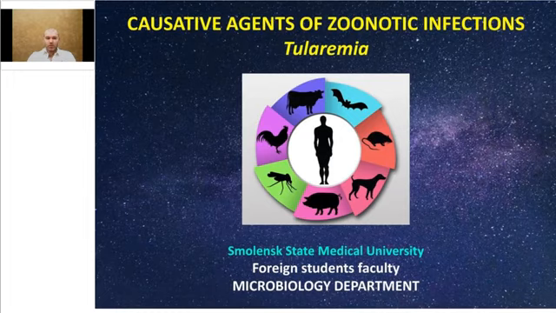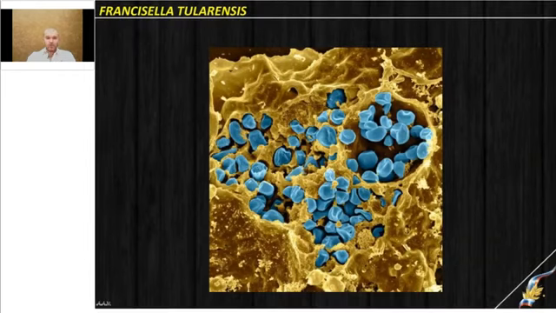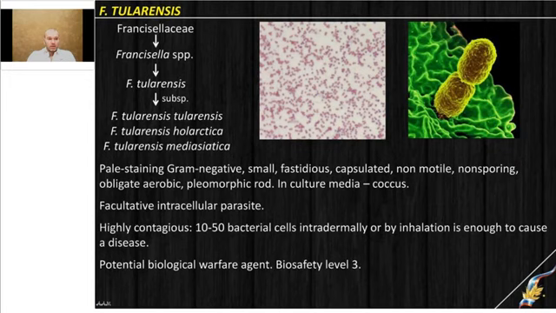So the next disease we'll talk about is tularemia, and the causative agent of the disease is Francisella tularensis. The bacteria belongs to a separate genus, Francisella, and nowadays we have only one species, Francisella tularensis, which is divided into 3 subspecies. Please take a look at that microscope view.